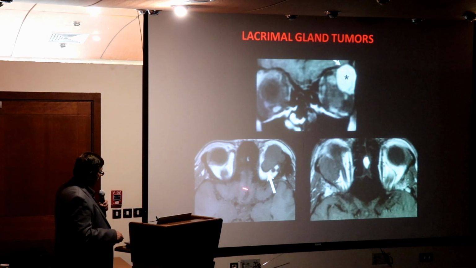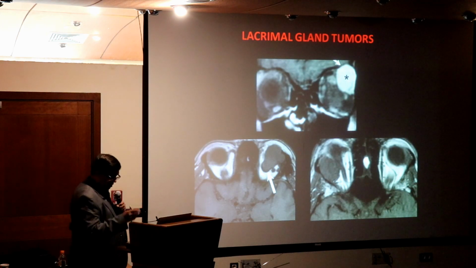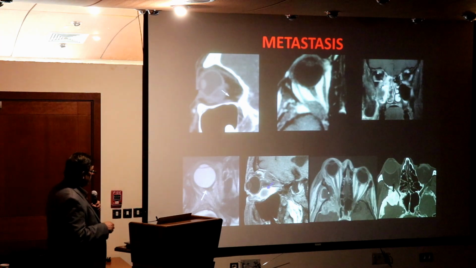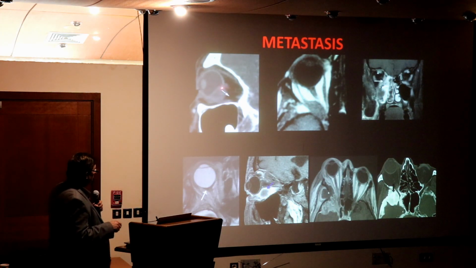This is an example of lacrimal gland. This is not one of my cases. This is from Anne Osborne. As I promised you, every time I put a case from others, I would mention it. Other than this, it would be my case. So whenever you see an arrow like this, it is not my case. This is from Anne Osborne. The others are mine. This is not mine.